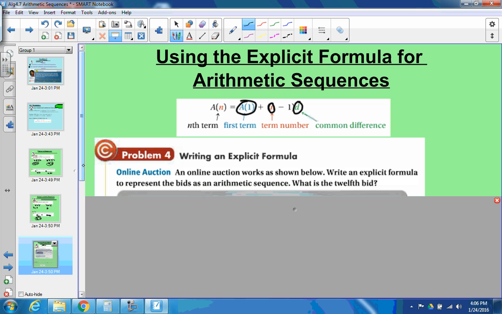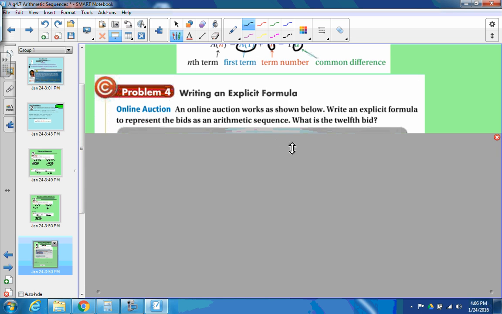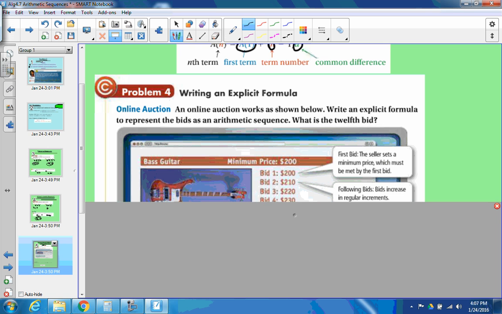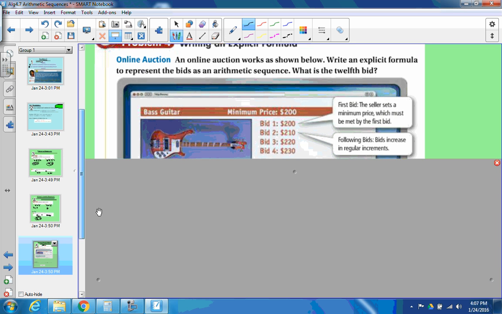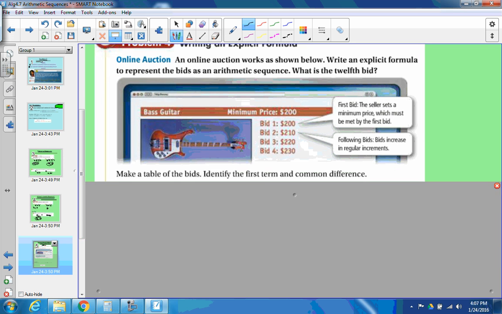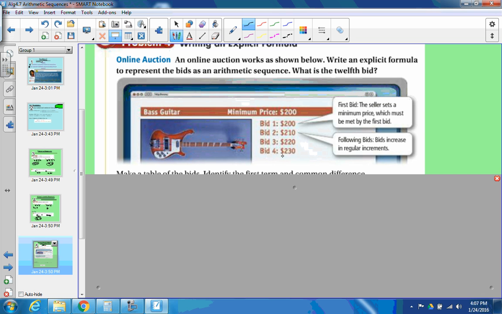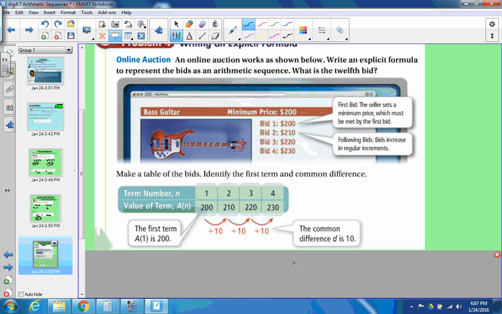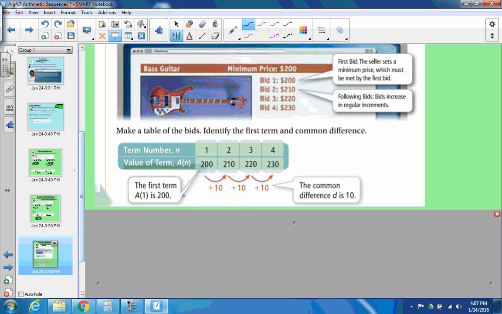So here's a real life situation. It says, an online auction works as shown below. Write an explicit formula to represent the bids as an arithmetic sequence, and then find the 12th bid. We're bidding on a guitar. The first bid was 200, the next one was 210, then 220, then 230. Hopefully you can tell that it's going up by 10 each time, which means it is an arithmetic sequence.